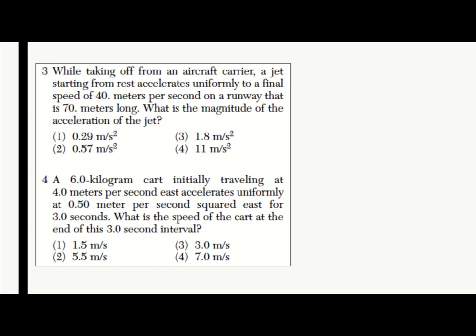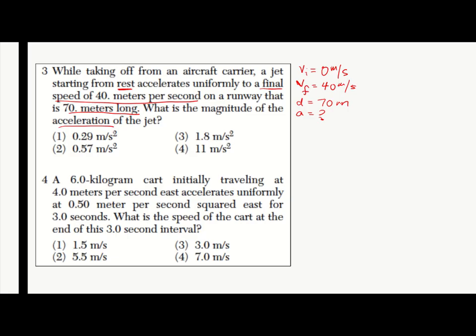Number 3. While taking off from an aircraft carrier, a jet starting from rest accelerates uniformly to a final speed of 40 meters per second on a runway that is 70 meters long. What is the magnitude of the acceleration of the jet? So we're going to start by underlining some keywords and values. Starts from rest indicates that initial velocity is 0 meters per second. To a final speed of 40 meters per second, so VF is 40 meters per second. And the runway is 70 meters long, so distance is 70 meters. We are looking for the acceleration, where a is our question mark.